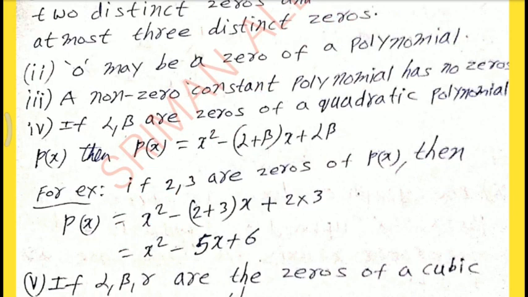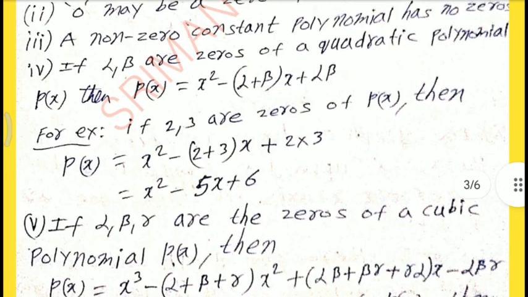Fourth one, if alpha, beta are zeros of a quadratic polynomial p of x, then p of x is equal to x square minus (alpha plus beta) x plus alpha into beta. For example, if 2, 3 are zeros of p of x, then p of x is equal to x square minus (2 plus 3) x plus 2 into 3, which is x square minus 5x plus 6.